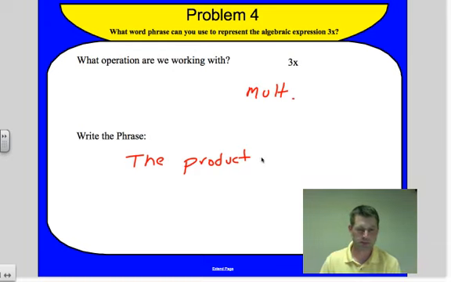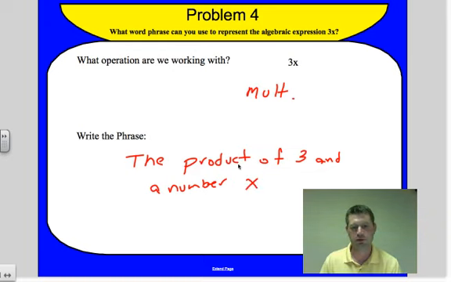You can use that. The product of 3 and a number x. Okay. Now you could use something else. You could have said 3 times a number x. That would work just the same.